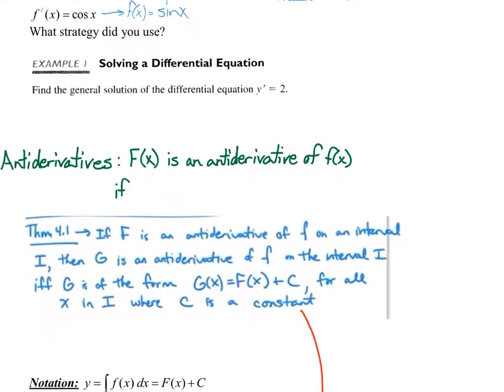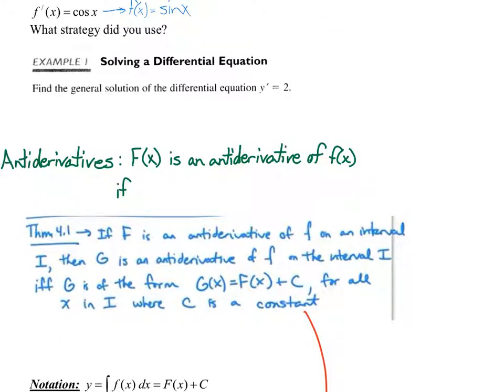So that we're going to look at down here. We're actually going to prove that you can add any constant to an antiderivative, and it will also be an antiderivative of that function. Okay? So, and that's where we'll get this plus C idea. But let's build up to that.